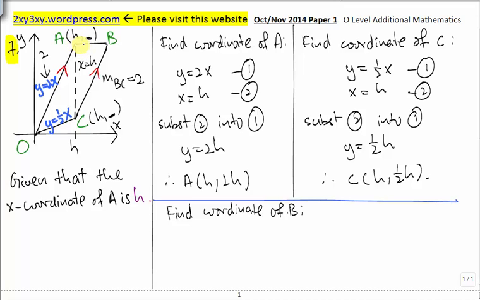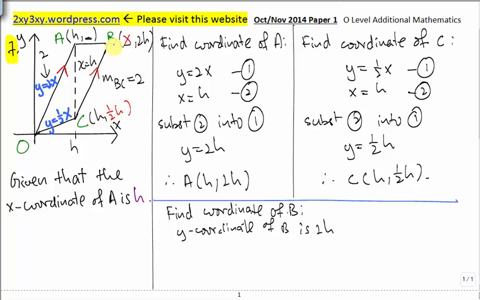The question says this line here, the line AB, is parallel to the x-axis. That means the y-coordinate of A and the y-coordinate of B will be the same. Okay, because this is a horizontal straight line parallel to the x-axis. And the y-coordinate of A we know is 2h. That means the y-coordinate of B is 2h as well. Now we need to find this x coordinate here in terms of h, and we know that the y coordinate of C is half h.